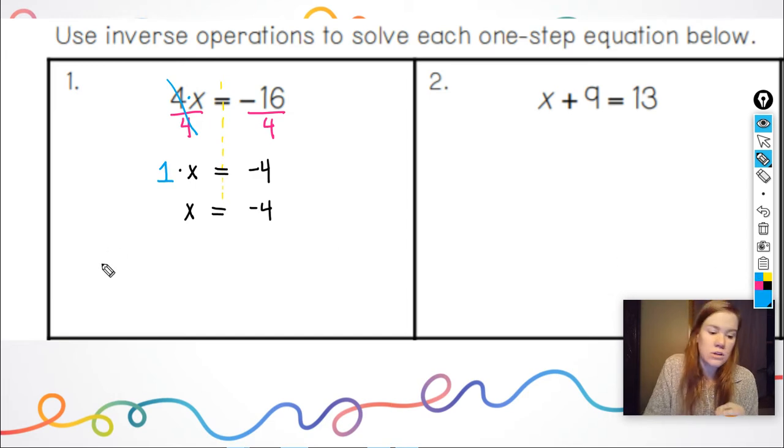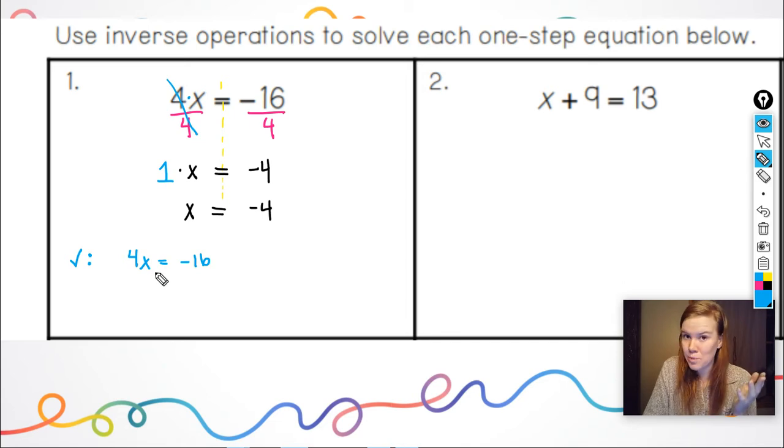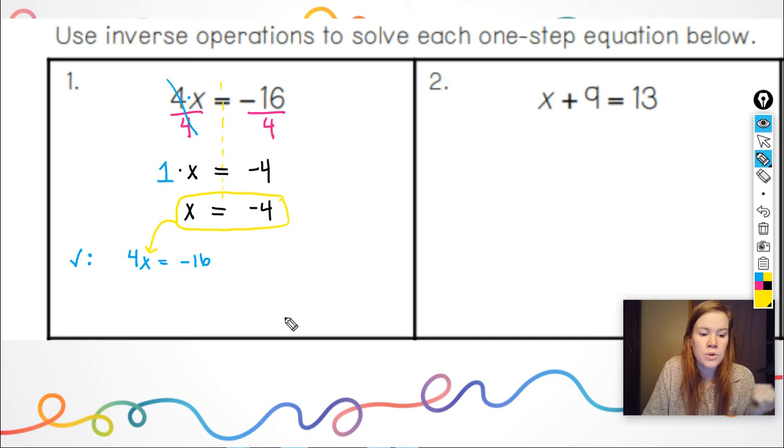So now what we're going to do is check that we're right. So here's how you check your work. You had this original equation where you said you didn't know what this variable was. Now we're saying we think we know what it is. We think we know that x is negative 4. So we're going to take negative 4 and plug it in anywhere that we see an x. And if we've solved the equation right, we should get a perfectly balanced equation.